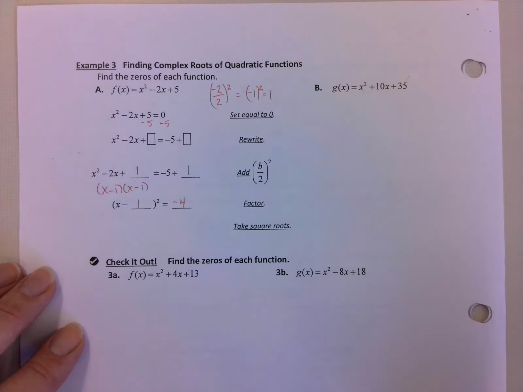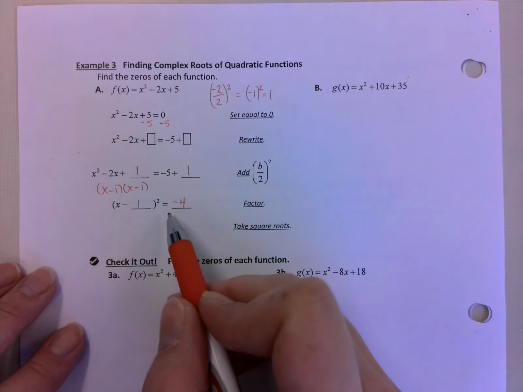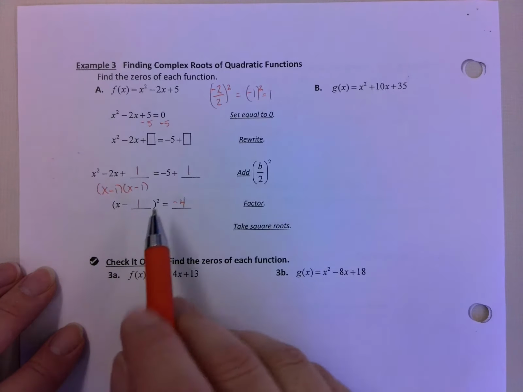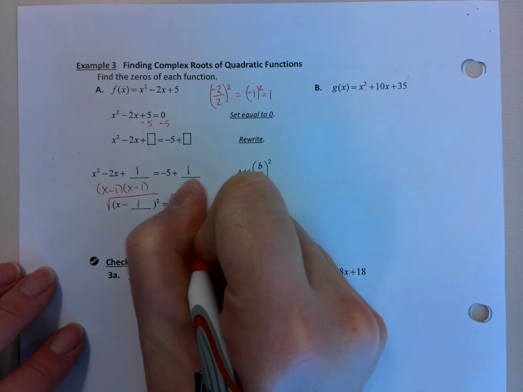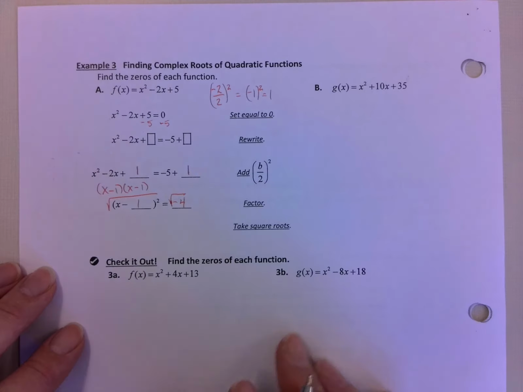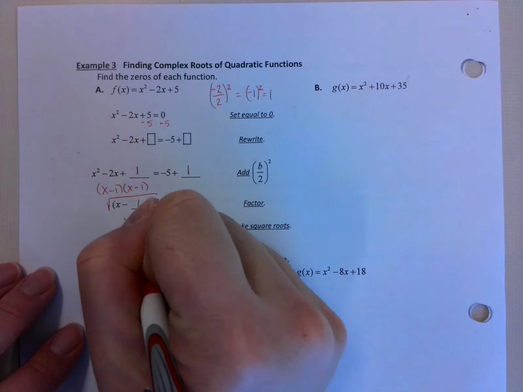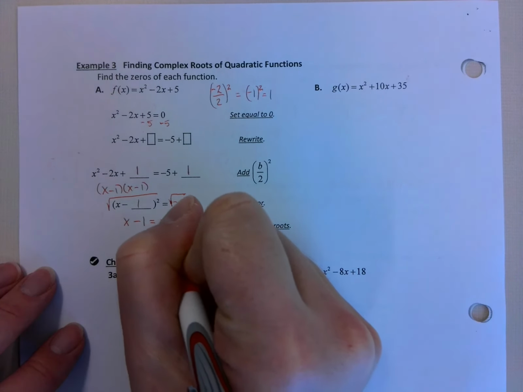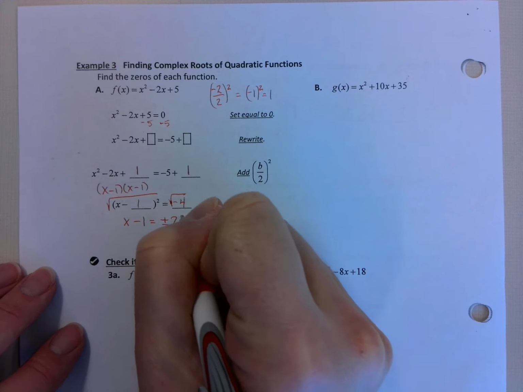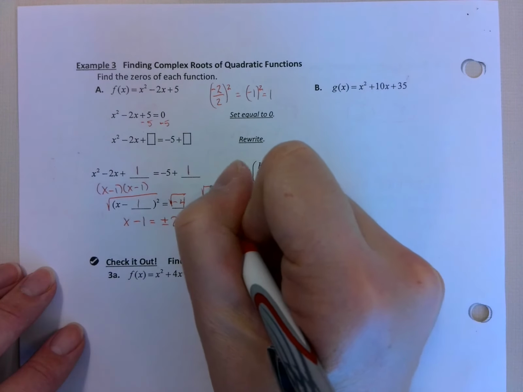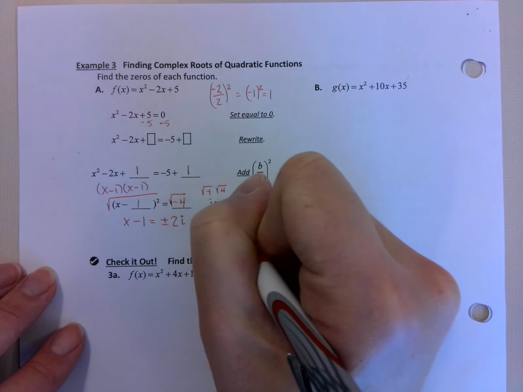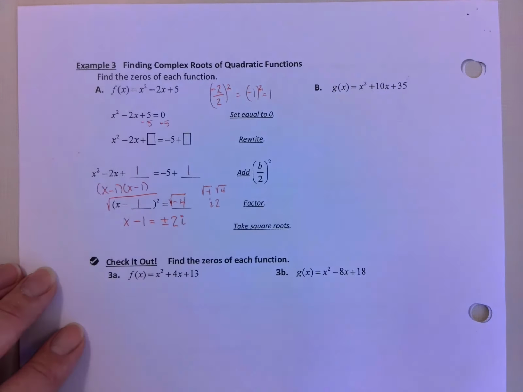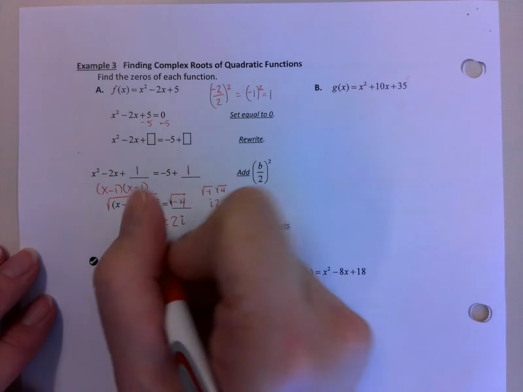Now before I was stuck and I wouldn't be able to solve this, but now that I've completed the square, I can come in and use square roots to solve it. Before it was no real solutions. Now I have x minus 1 equals positive or negative 2i. The square root of 4 times the square root of negative 1. And there's my i, there's my 2, I got my positive or negative, and now it's going to turn into a complex number because I have to add 1.